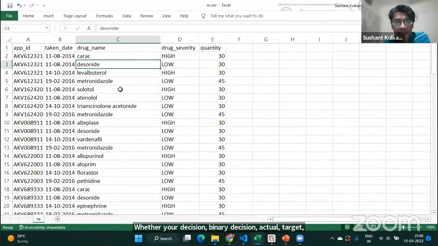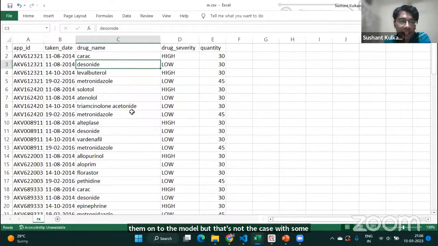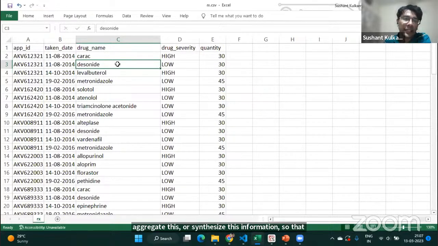But that's not the case with some of the additional data, like your RX, the drug history, or your motor vehicle violations. So you need to aggregate or synthesize this information so that the model can understand it, which basically means you need to encode or transform it better. One thing commonly, if you have a categorical variable, one can do a couple of things like one hot encoding, label encoding, or target encoding. But here it's much more involved.